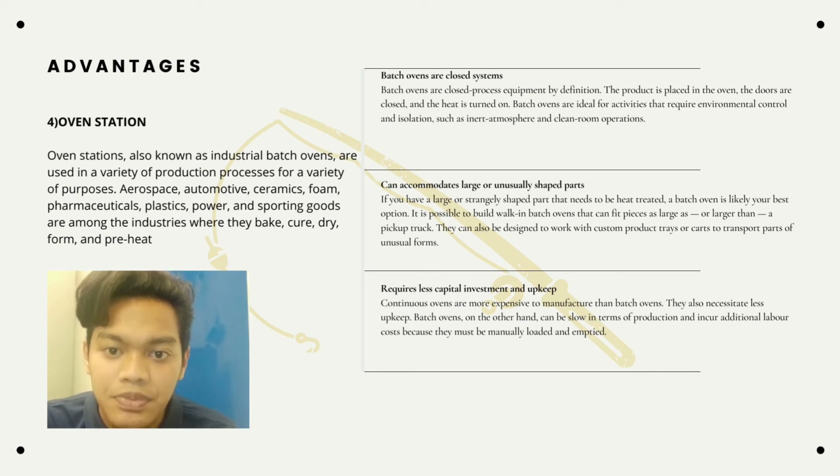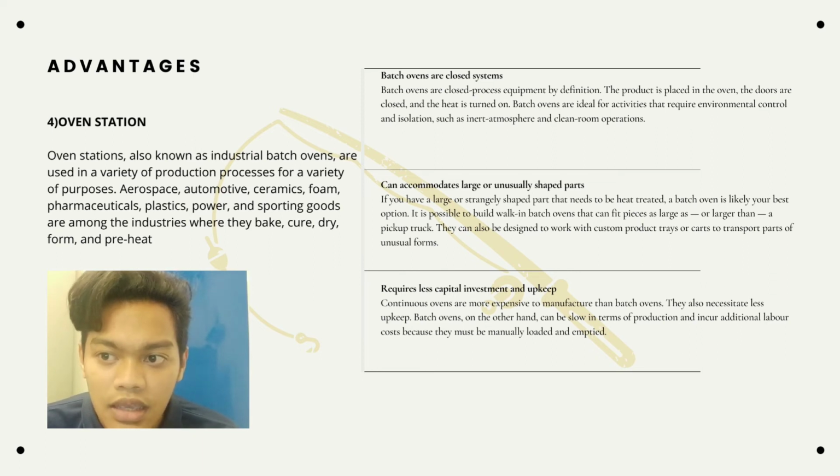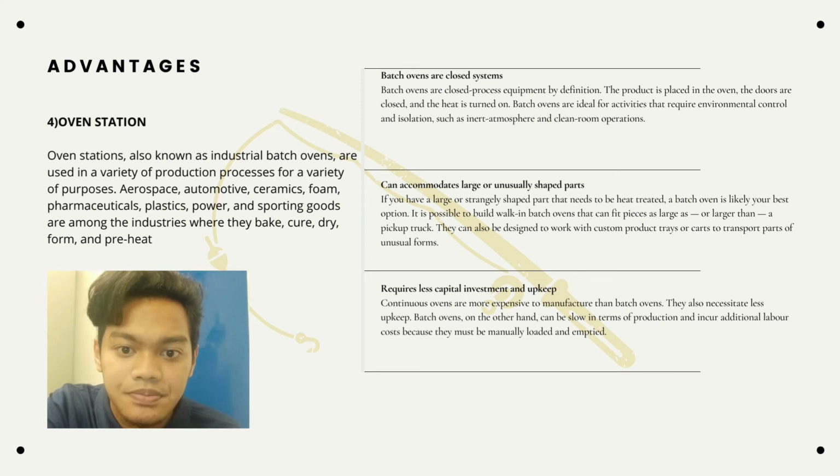And the last one is they require less capital investment and upkeep. Continuous ovens are more expensive to manufacture than batch ovens. They also necessitate more upkeep. Batch ovens, on the other hand, can be slow in terms of production and incur additional labor cost because they must be manually loaded by hand.